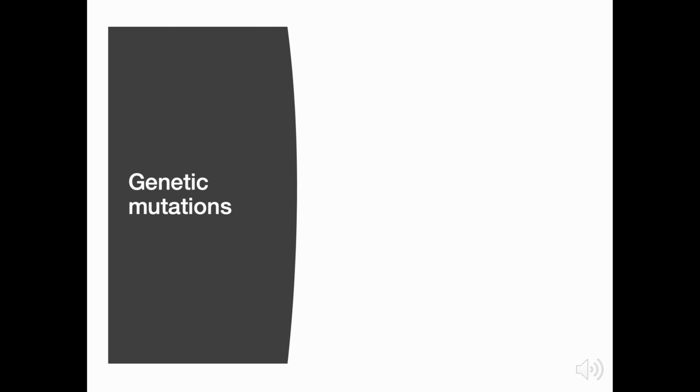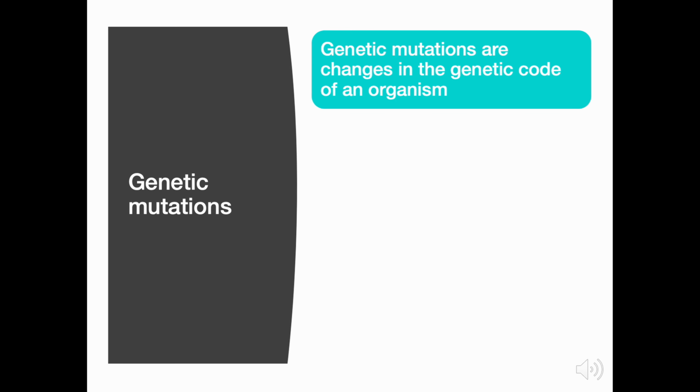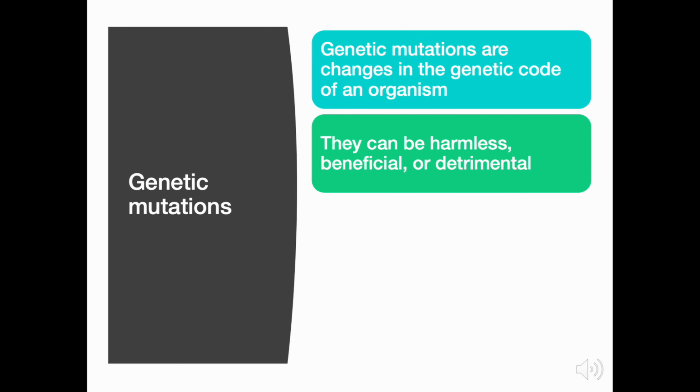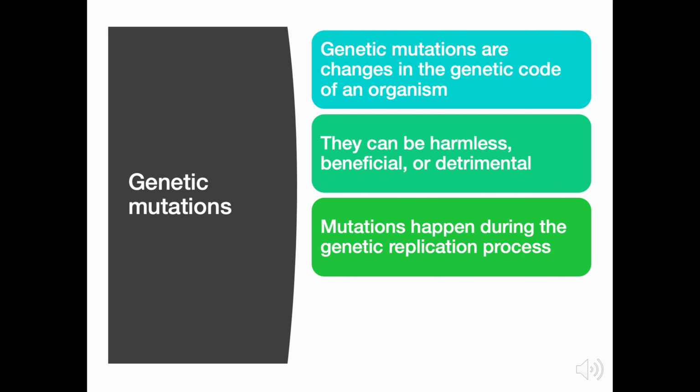Now, let's look at genetic mutations. A mutation is when a gene's code is changed while it is being copied in the process of reproduction. Genetic mutations can be harmless, beneficial, or detrimental. However, the term is generally only used for negative mutations. Mutations happen during the genetic replication process. There are three types of mutations: additions, deletions, and recombinations.